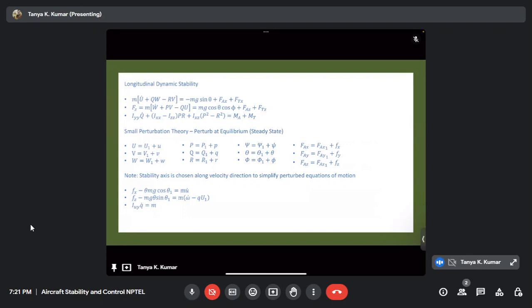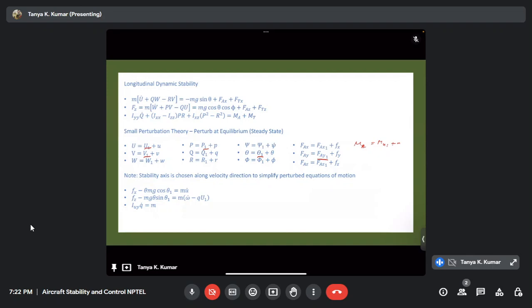The values at equilibrium are written with the subscript 1. So you have u1, v1, p1, theta 1, phi 1, and even the moments, so moment x is moment x1 plus a small perturbation, and so on and so forth. Okay, so you have all quantities at steady state plus a small perturbation, that is small u. All the small letters are the small perturbations. Now the equations of motion are written with respect to these new variables.